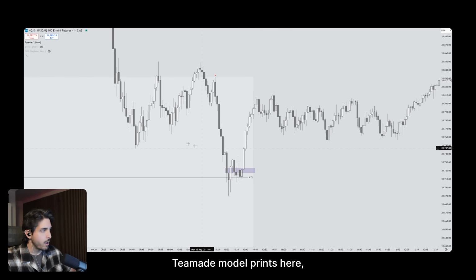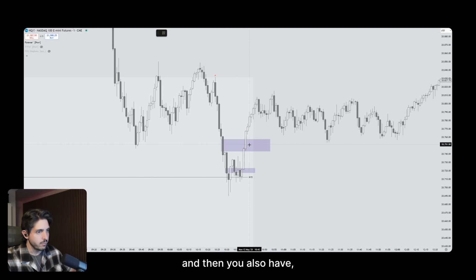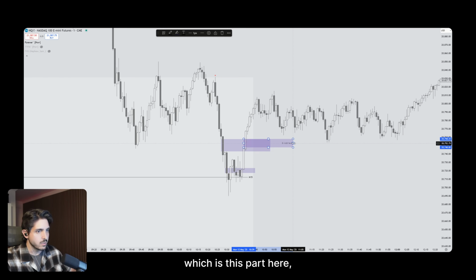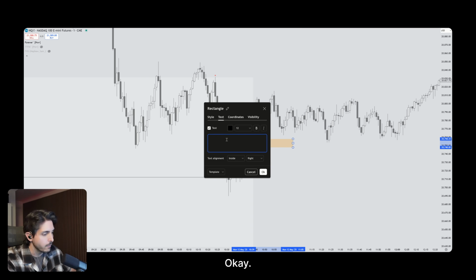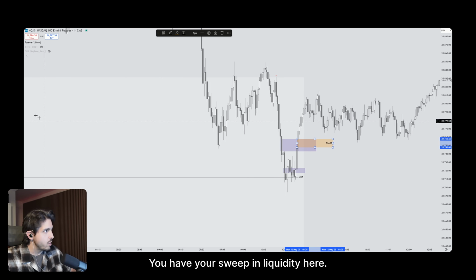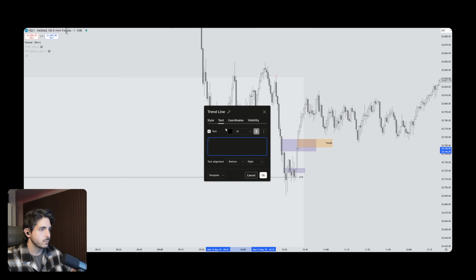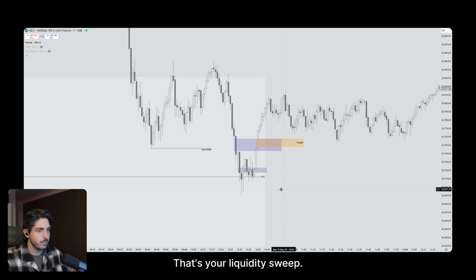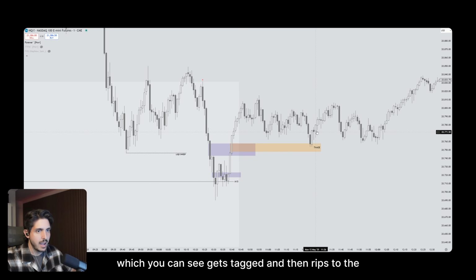Now, TMade model prints here, right? Because you have this inversion. And then you also have, this is your gap here, right? So if you want to look at the overlapping part, which is this part here, that's your TMade. Okay. You have your sweep in liquidity here. This is your liquidity sweep. That's your liquidity sweep. This is your higher time frame imbalance, right? And here's your TMade model, which you could see gets tagged and then rips to the upside.